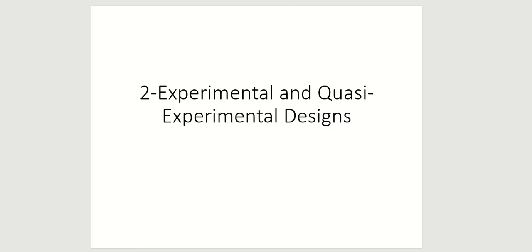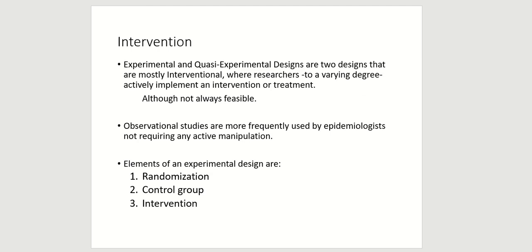Okay, so for experimental and quasi-experimental designs, if you want to, you can go back to last year's lectures to review the things that we have mentioned last year. Everything we talked about last year still stands. So it's going to be a brief overview. Intervention and quasi-intervention designs are two designs that are mostly interventional, where researchers, to a varying degree, actively implement an intervention or treatment. Now why to a varying degree? Because of the concept of randomization. But anyway, observational studies are more frequently used by epidemiologists, not requiring any active manipulation.